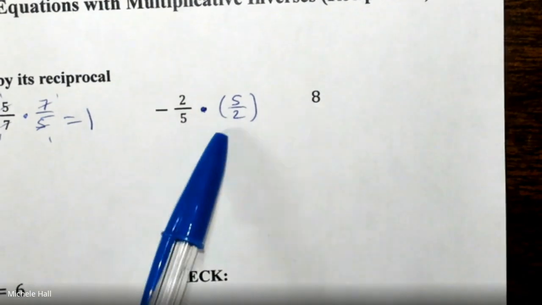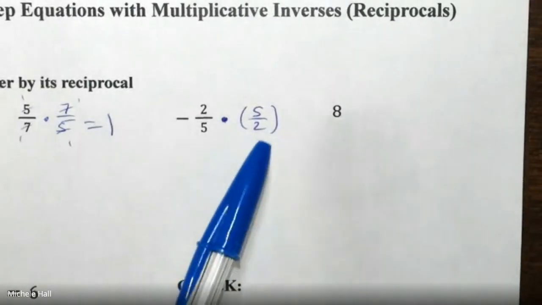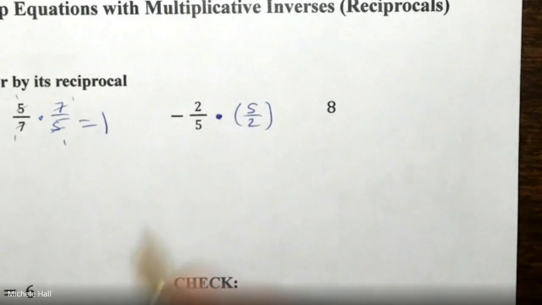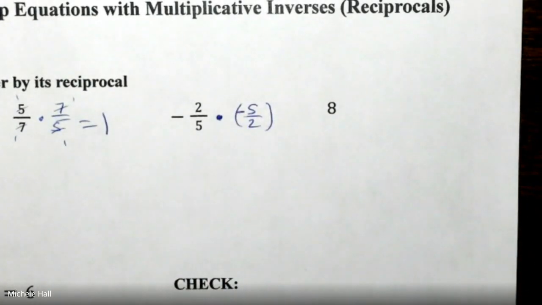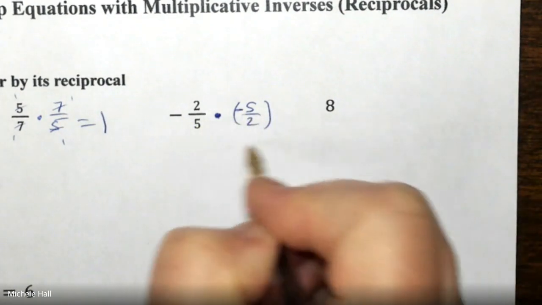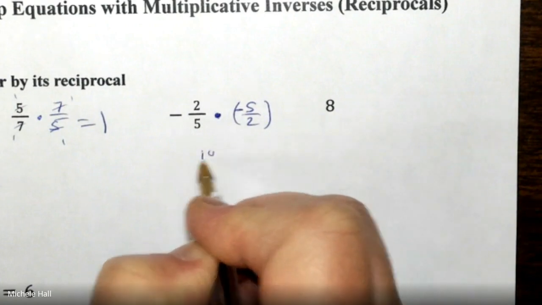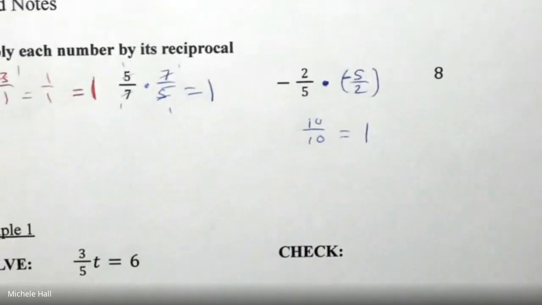So what should I be multiplying by? The reciprocal of -2/5 is not just 5/2. What's the reciprocal of -2/5? -5/2. That's how I would get the +1. A negative times a negative is a positive. So this really would say 10/10 if I didn't cross cancel, which gives me 1. I can cross cancel, or I can multiply straight across.